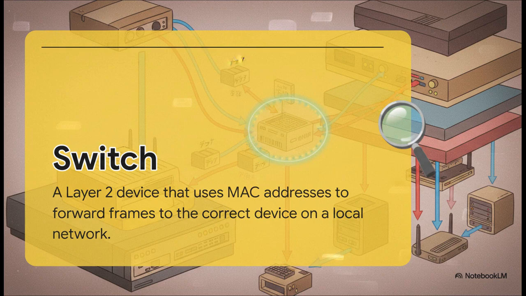A switch is a layer 2 device, which means it's all about the local neighborhood. It looks at that MAC address inside the frame we talked about. It's basically the mailroom sorter for an office building. It knows which desk or computer is which, and it makes sure the frame gets to the right person on the same floor or the same local network.